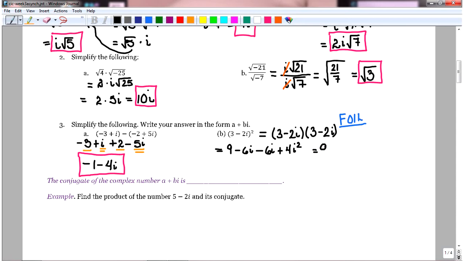Okay, so I have a 9 minus 12i, combining those like terms, plus 4i squared. Now, i squared is equal to negative 1, so we really have a 4 times a negative 1. So that means we have a 9 minus 12i minus 4. So we can combine our numbers together to end up with 5 minus 12i, and that would be our simplified answer.